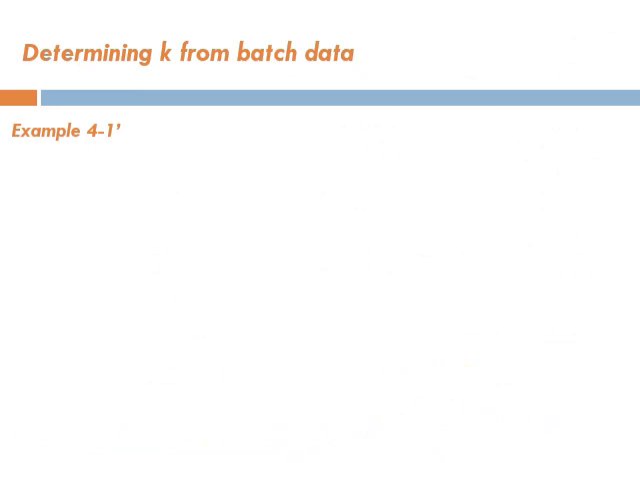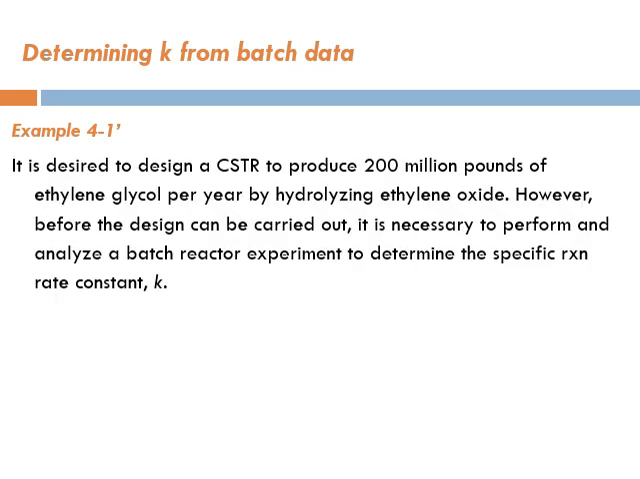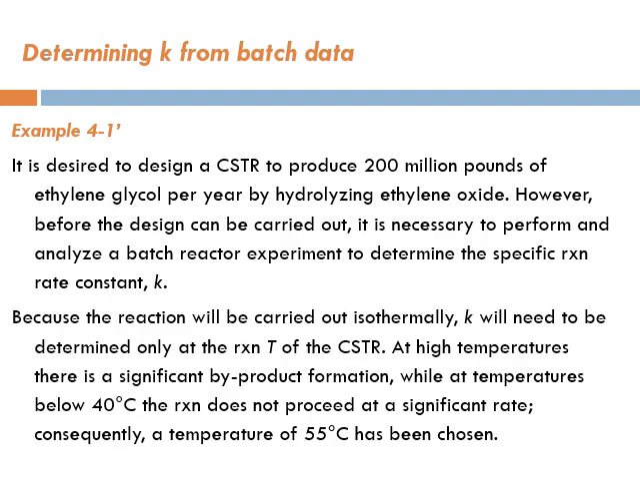Determining K from batch data. We're going to do Example 4.1 with some modification. It is desired to design a CSTR to produce 200 million pounds of ethylene glycol per year by hydrolyzing ethylene oxide. You know that already because we have designed this reactor already. However, before the design can be carried out, it is necessary to perform and analyze a batch reactor experiment to determine the specific reaction rate constant K. So we need some kinetic data.